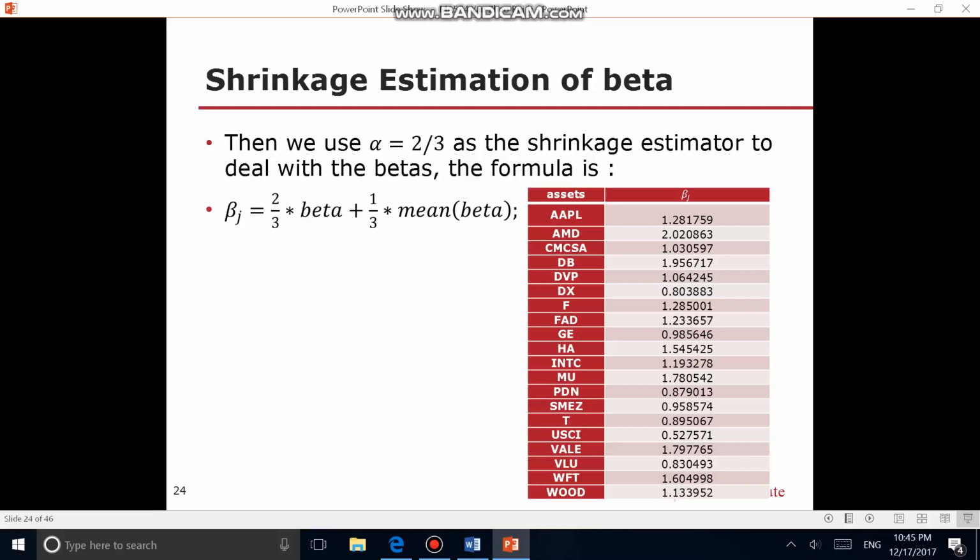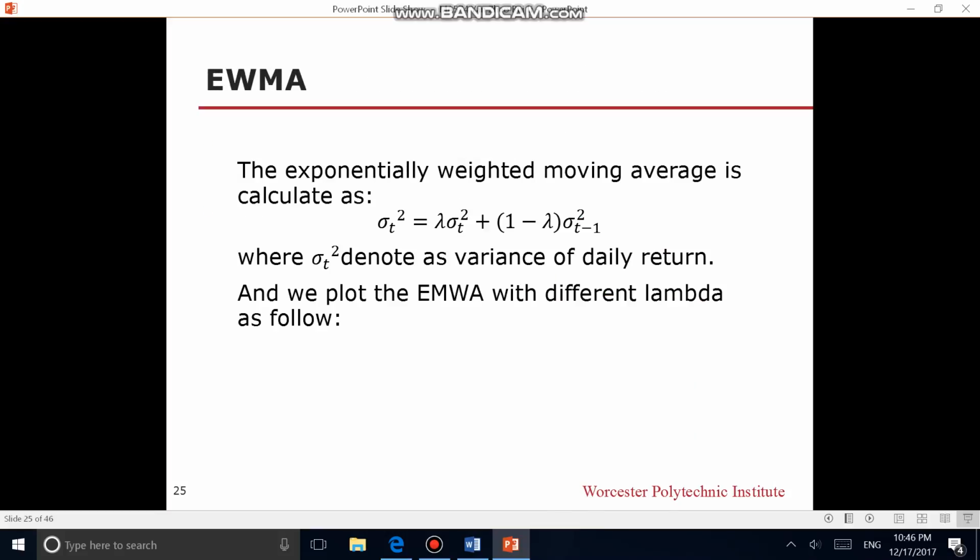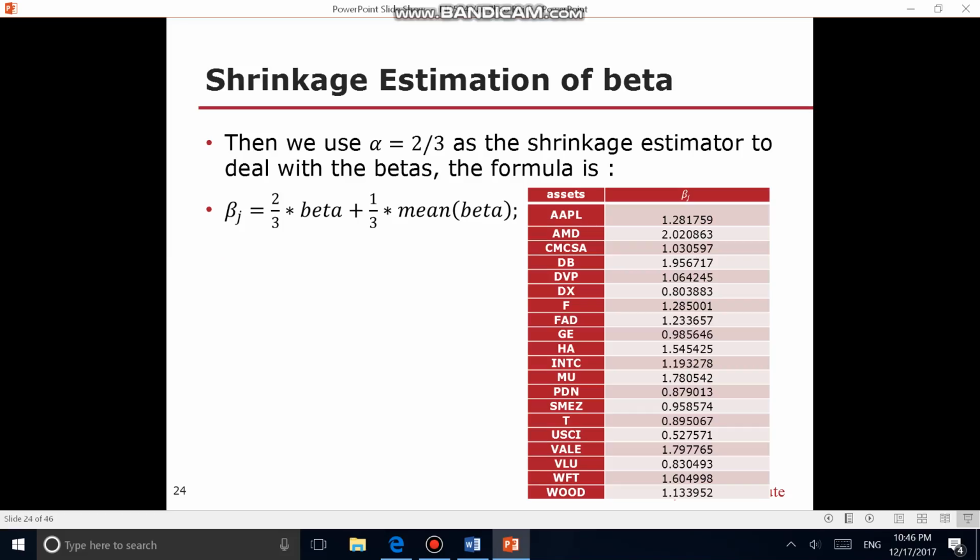And we also do shrinkage estimation of beta. Here we use alpha equals 2/3 as the shrinkage estimator, and the formula is listed on the slides, and we get our betas. From the table, we can see that all betas move closer to 1. It means the stock price will move with the overall market. And our portfolio beta is 0.9338.